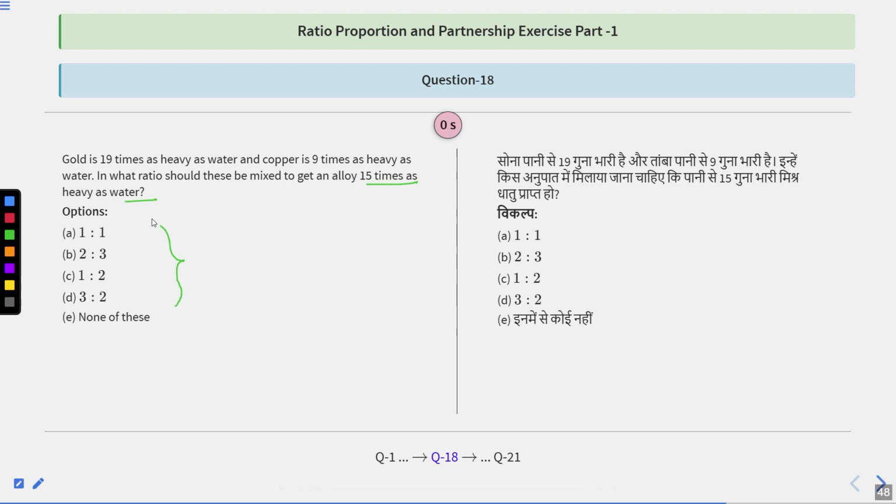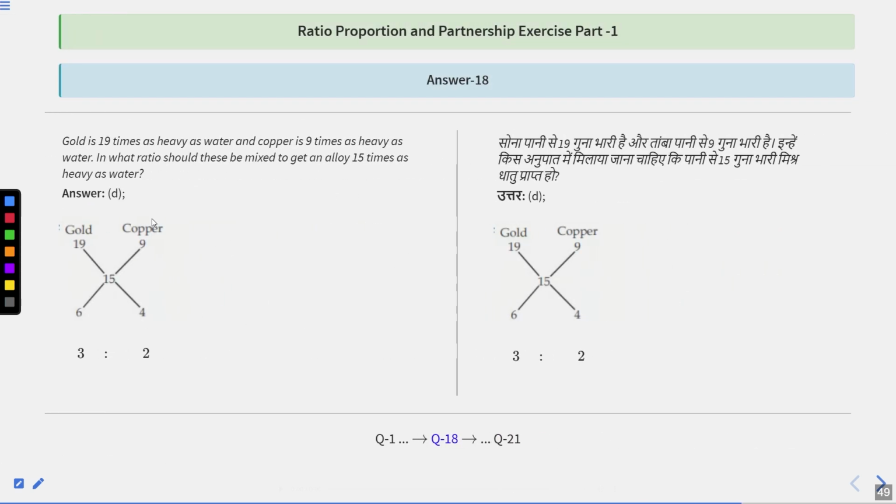Now time's up. Let's see the solution. Question says that gold is 19 times heavier than water, and copper is 9 times heavier than water. When we mix them, it becomes 15 times. So what does it mean? It means 15 is the average of 19 and 9.